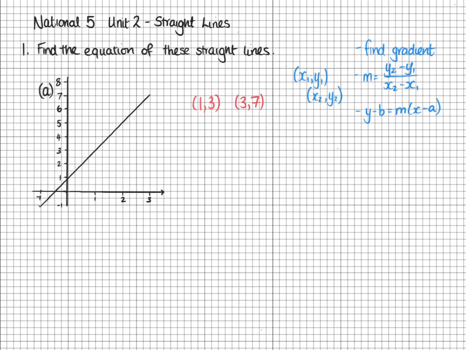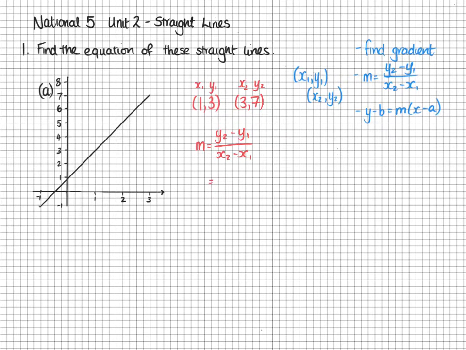Don't worry if you've picked different coordinate points, that's not a problem. You should get the same answer anyway. Your gradient should be the same no matter which two points you pick, as long as they're on the line. Right, so we find the gradient. m is equal to y2 minus y1 over x2 minus x1. And remember, you don't get given this, so you have to remember this equation. We'll call this one x2, y2, and this one x1, y1.